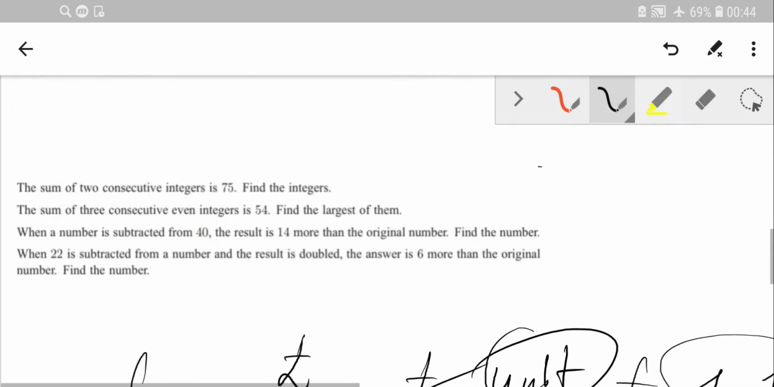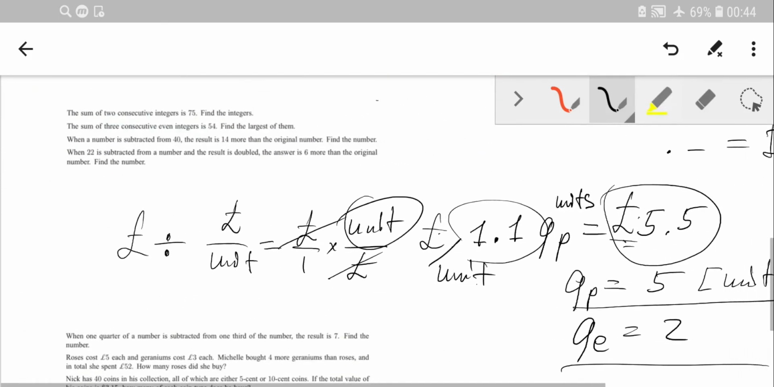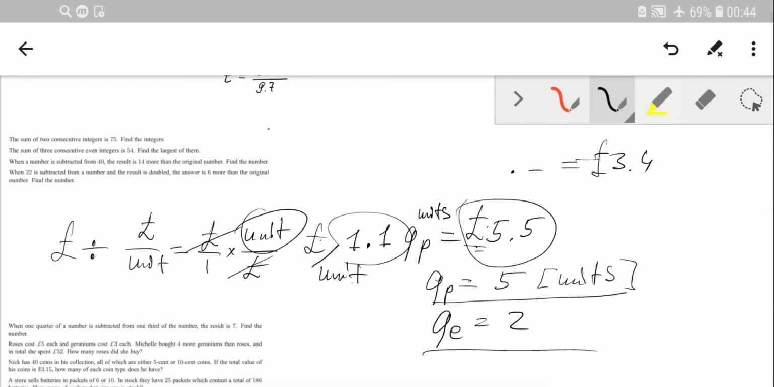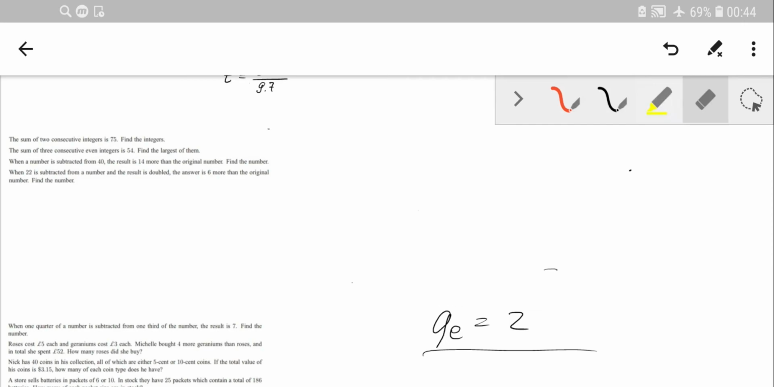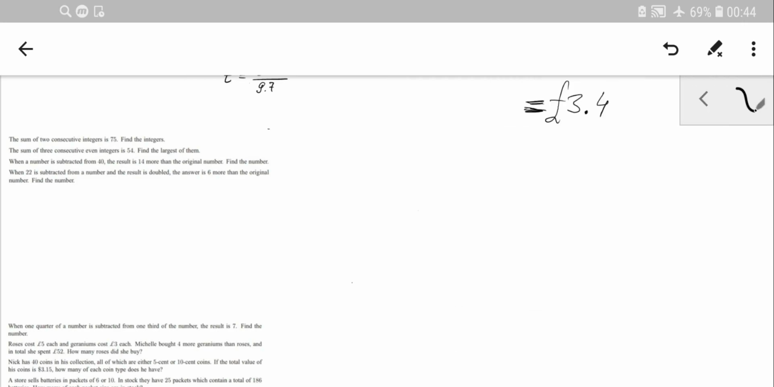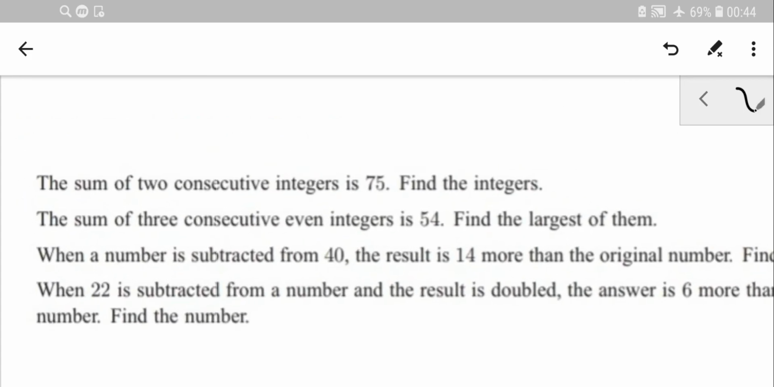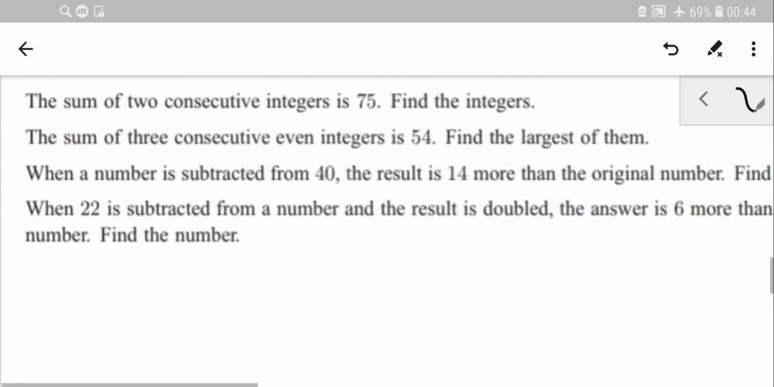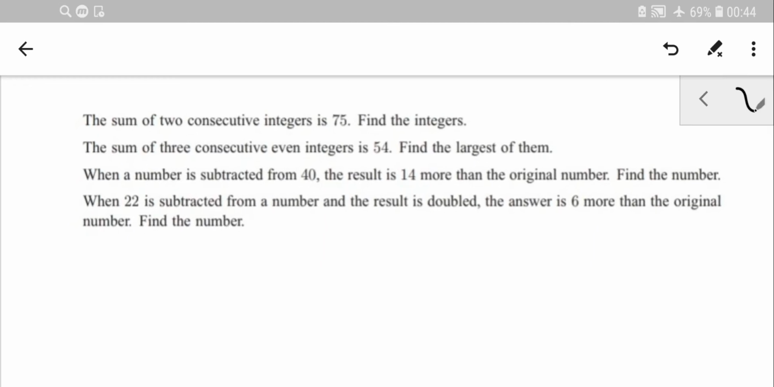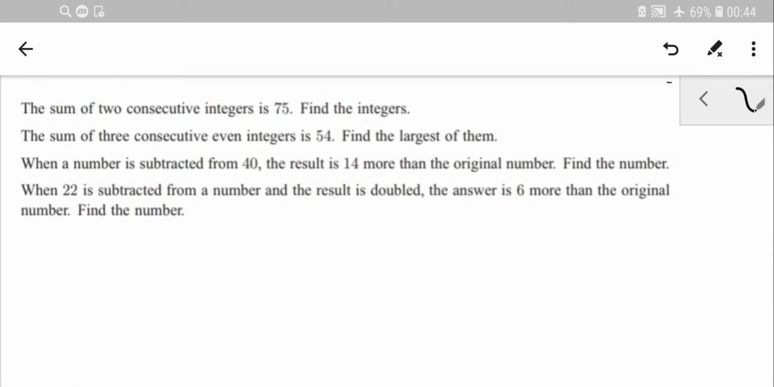All right, let's go to the next one. Our font has been increased, so we need to raise this writing. All right, so let's move on and see. The sum of 2 consecutive integers is 75. Here I'll do it just very fast. For those who are interested, just pause the video and try to do it on your own, guys.